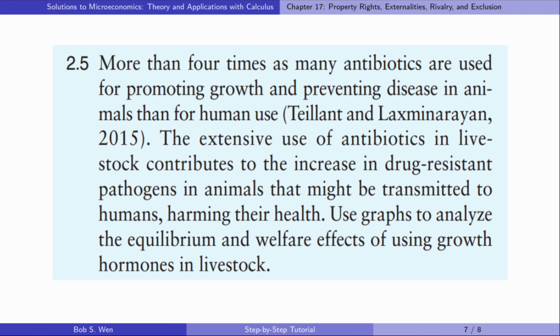Let's go to exercise 2.5. More than 4 times as many antibiotics are used for promoting growth and preventing disease in animals than for human use. The extensive use of antibiotics in livestock contributes to the increase in drug-resistant pathogens in animals that might be transmitted to humans, harming their health. Use a graph to analyze the equilibrium and welfare effects of using growth hormones in livestock.